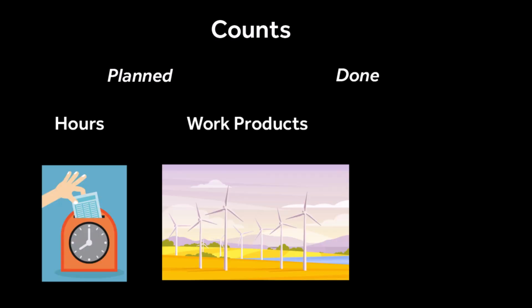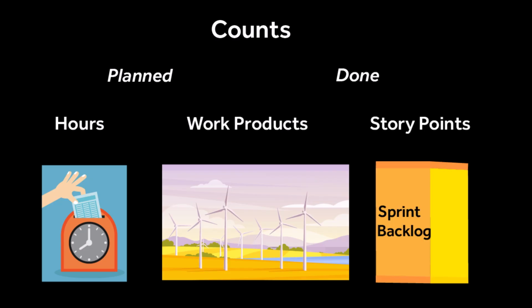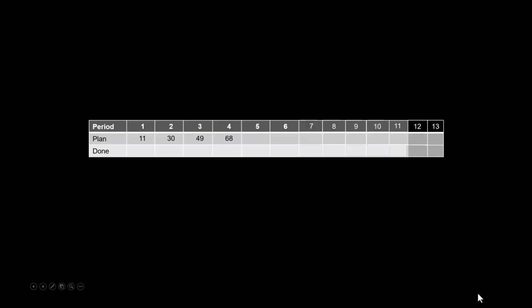The cycle starts with counts of what's planned and done in work hours, work products like turbines in a wind farm build, or story points in a product backlog. Counts accumulate in the baseline at a regular cadence. You gather the counts done at the end of each period. As an example, let's say the actual time is at the end of period 7. You capture the counts done up until that point in time.